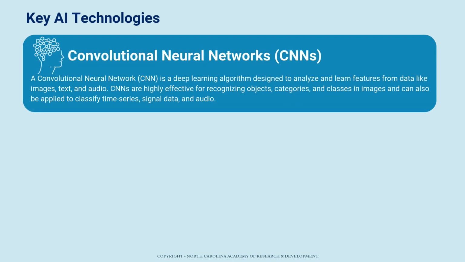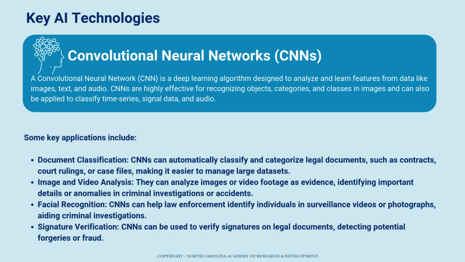Convolutional neural networks, CNNs, are a type of deep learning algorithm designed to recognize patterns in images, text, and audio. CNNs are highly effective for identifying objects, categories, and classes within visual data, but they can also be applied to other types of data like time series or audio signals. In the legal field, CNNs have several key applications.